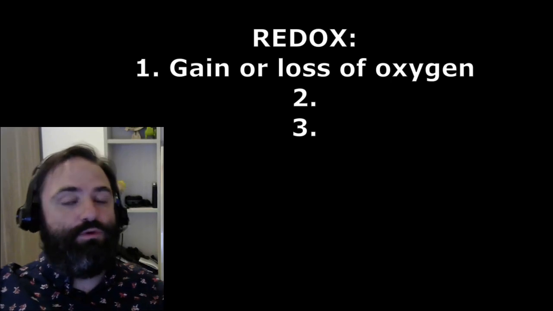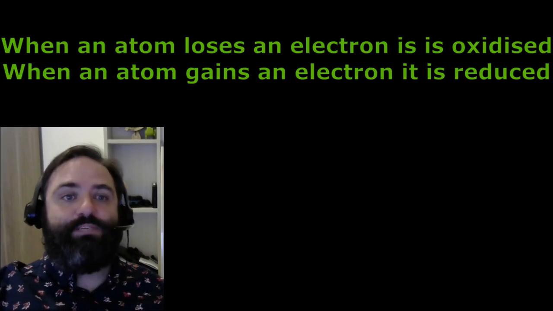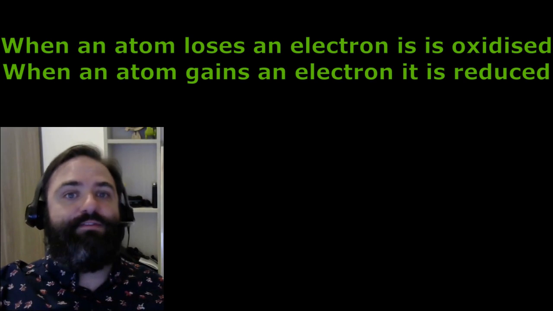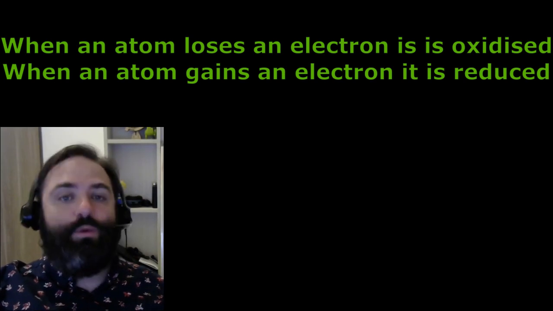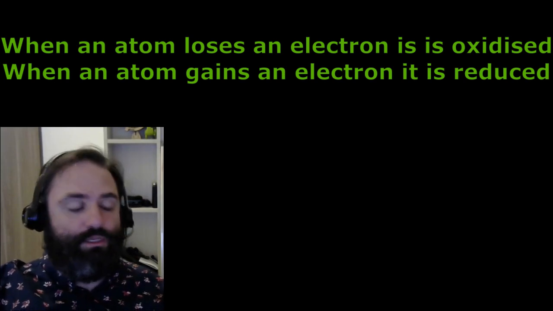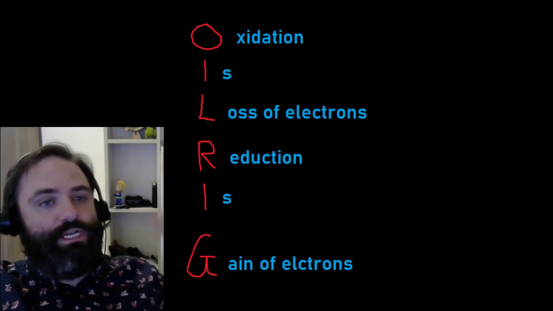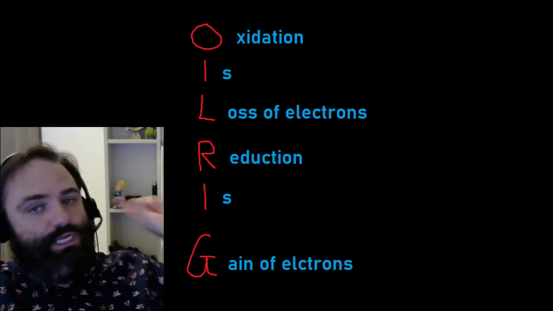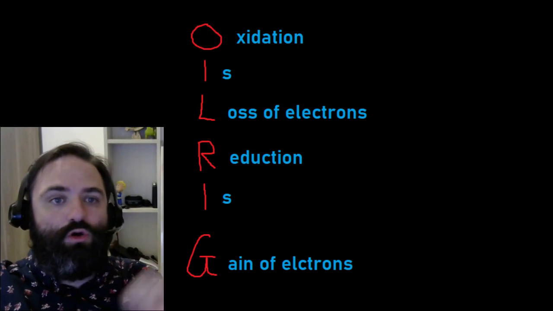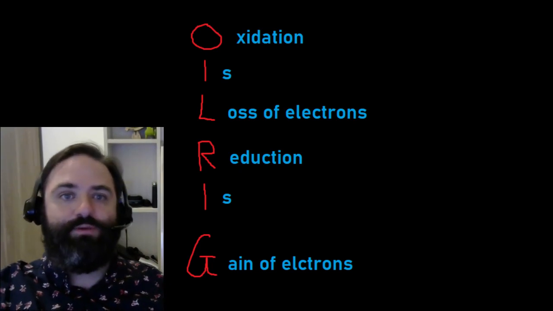If an atom loses an electron, we say it has been oxidized. If an atom gains an electron, we say it's been reduced. There's a great mnemonic to try and remember this: OIL RIG, O-I-L-R-I-G. This stands for oxidation is loss of electrons, reduction is gain of electrons. OIL RIG. Good way to remember it.